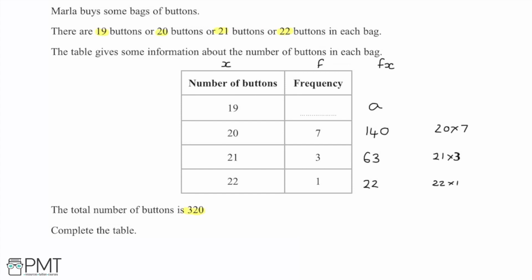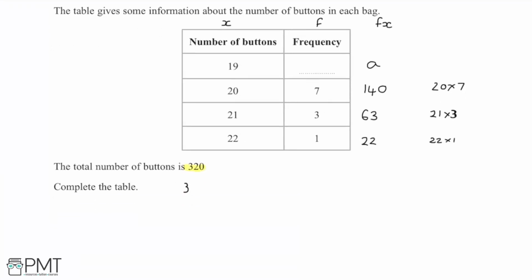However, I do know that this f of x column, so the total number of buttons, is going to sum to 320. So if I take 320, subtract 140, subtract 63, subtract 22, then I'm going to be left with A, as all of these have to sum to 320. So in this instance, A is going to be 95. So there are 95 buttons basically represented in this row of the table.